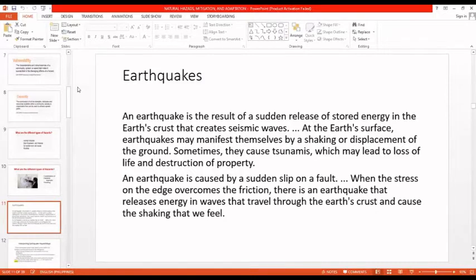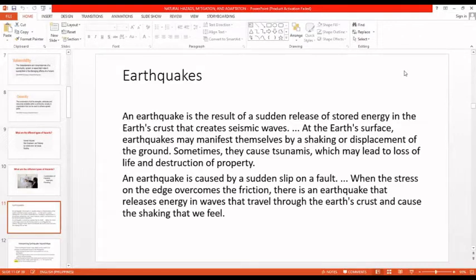An earthquake is the result of a sudden release of stored energy in the Earth's crust that creates seismic waves. At the Earth's surface, earthquakes may manifest themselves by shaking or displacement of the ground. Sometimes they cause tsunamis. Tsunami, mangyayari yan lalo na kapag epicenter is nasa dagat, di ba? Kapag sobrang lakas na ng lindol is possible na magkakause siya ng tsunami. So, tsunamis can lead to loss of life and destruction of properties, di ba?